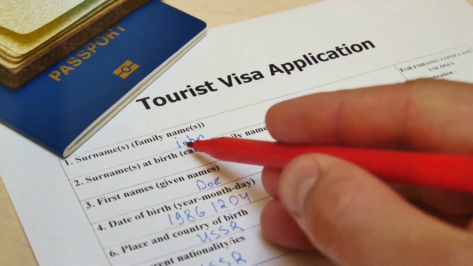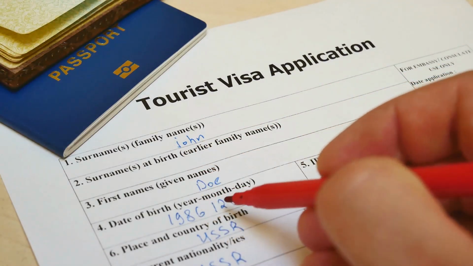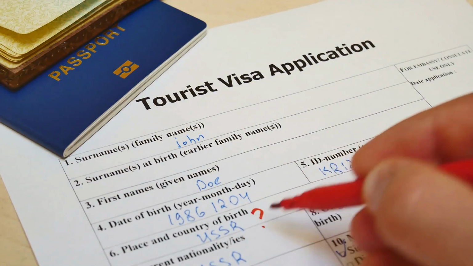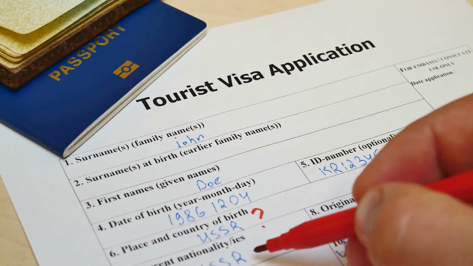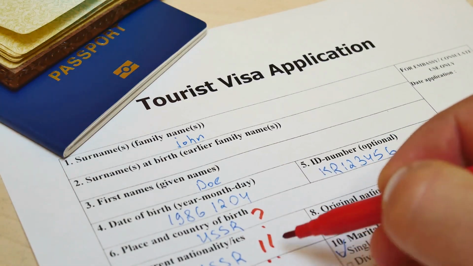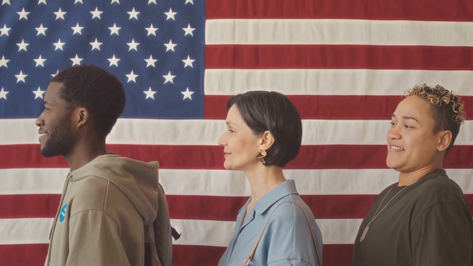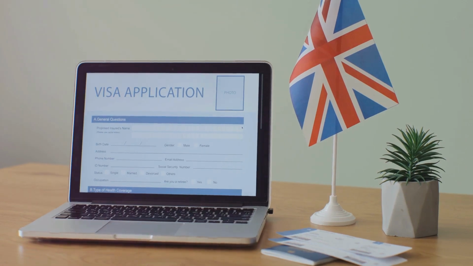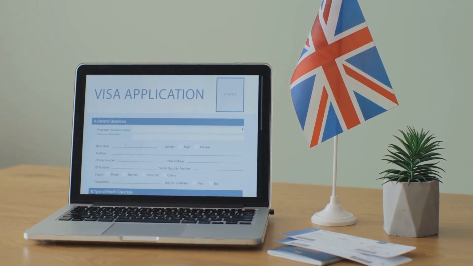The Diversity Visa Lottery, also known as the DV Lottery or Green Card Lottery, is a program that offers a limited number of visas to individuals from countries with low immigration rates to the United States. The program aims to diversify the U.S. immigrant population. For the year 2026, here is a step-by-step guide to applying for the lottery.